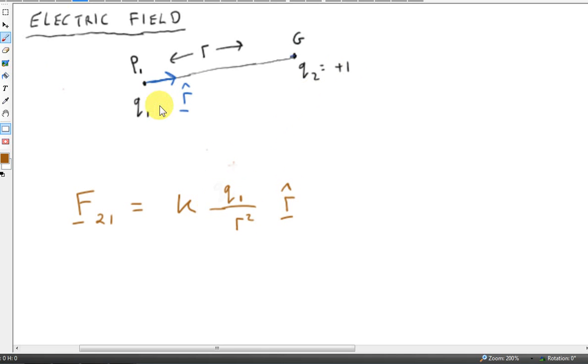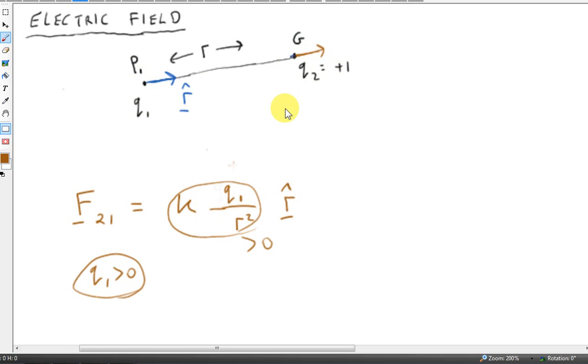Now we need to check that this makes sense. Let's suppose that Q1 is positive. So this is a positive charge. Well then, the force on Q2 will be away from Q1, so it should be in this direction. It should be in the same direction as unit vector R, and indeed it is. If Q1 is positive, then this thing will be positive. So we'll have a positive scalar multiplied by unit vector R. So F21 will be in the same direction as unit vector R. So we'll have a repulsive force.